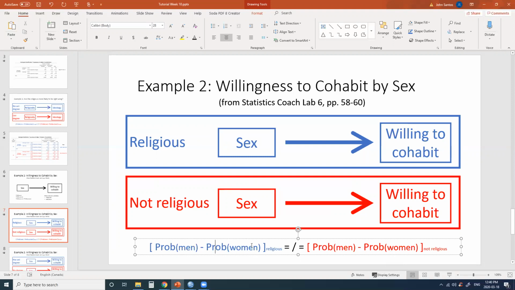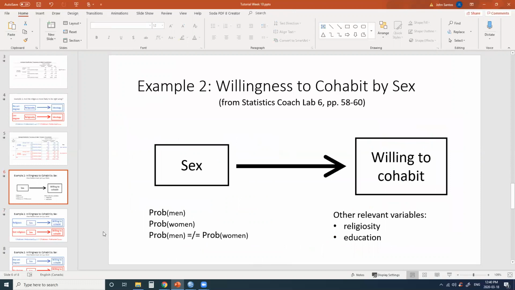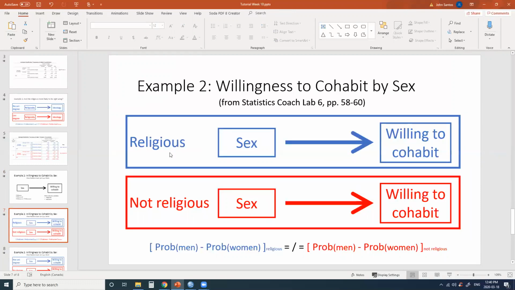So there's a gap between the sexes in willingness to cohabit amongst religious folks, and there's a gap between the sexes in terms of willingness to cohabit amongst non-religious folks. And this gap between the sexes is different depending on whether or not we're looking at religious folks or non-religious folks, right? And so the gap between the sexes is not equal between religious folks and not religious folks, right? So we're simply examining the same bivariate relationship, but we're examining it for separate categories of some control or moderator variable.